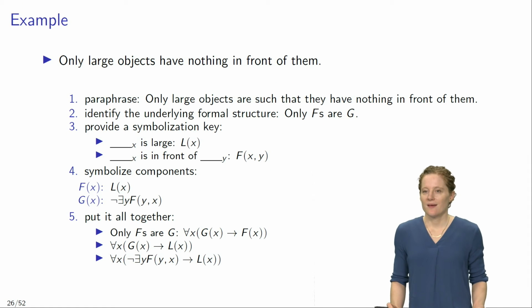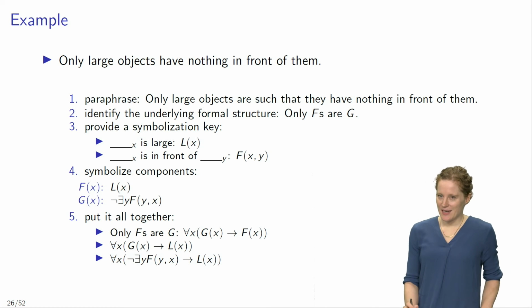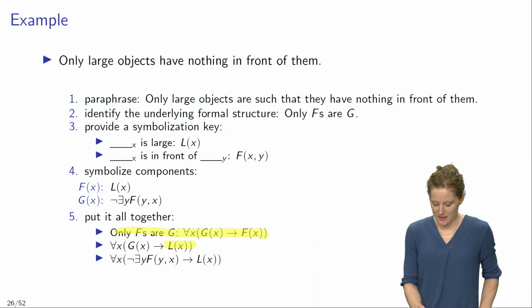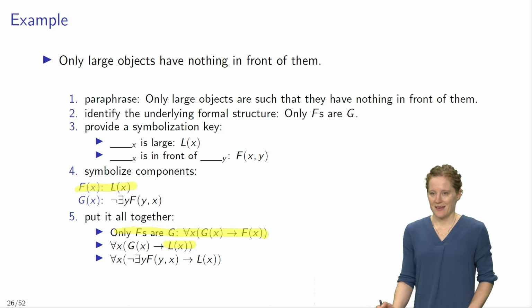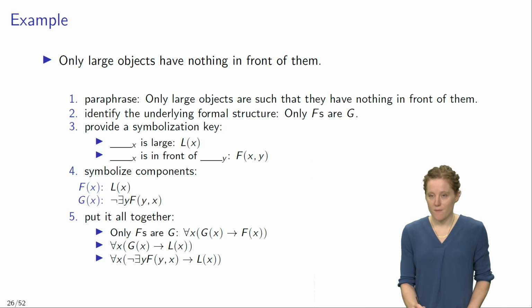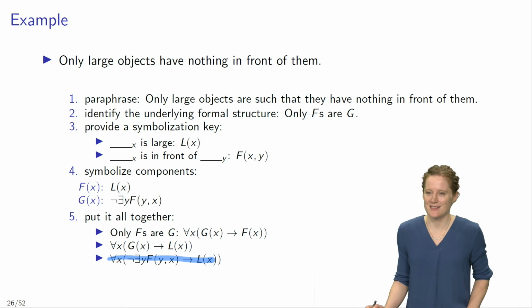And now we can put it all together. I know that I can symbolize sentences of the form only F's are G by means of the universally quantified sentence for all x, if Gx, then Fx. Now I'll first substitute F with the predicate L, since that was my choice when I symbolized the components of my sentence. And next I'm going to substitute Gx by means of the formula, it's not the case that there's a y such that Fyx. And that gives me my final sentence. For all x, if it's not the case that there is a y such that Fyx, then Lx. Or more informally, more colloquially, for all x, if x has nothing in front of it, then x is large.